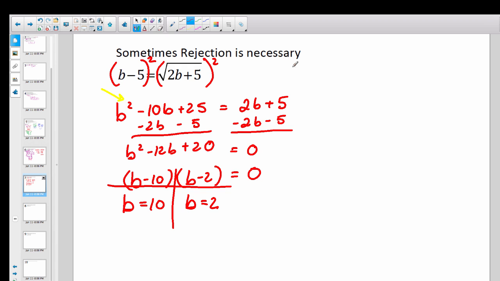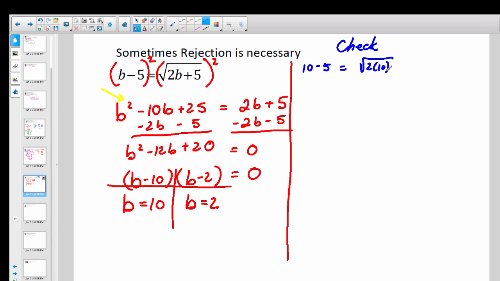So let's see if all of these work. Our potential solutions are 10 and 2, like your driving position in driver's ed. You'll hear that later in life and laugh. 10 and 2. Okay, let's plug in the 10. So 10 minus 5, this is our check. 10 minus 5, are you equal to the square root of, let's see, 2 times 10 plus 5? Okay, this is 5. Are you equal to the square root of 25? Yes, absolutely.